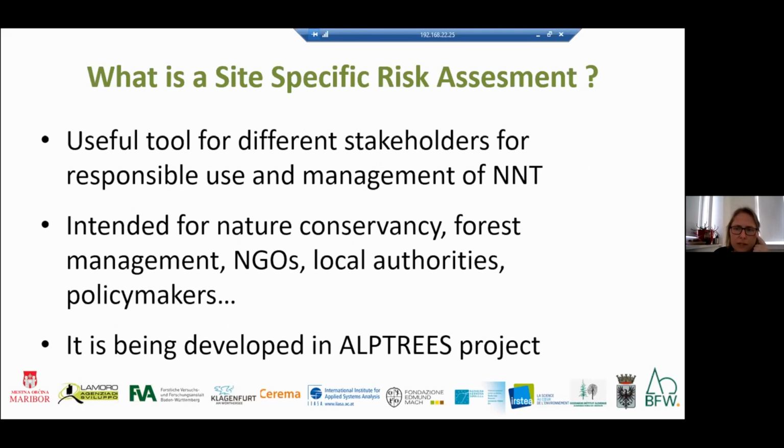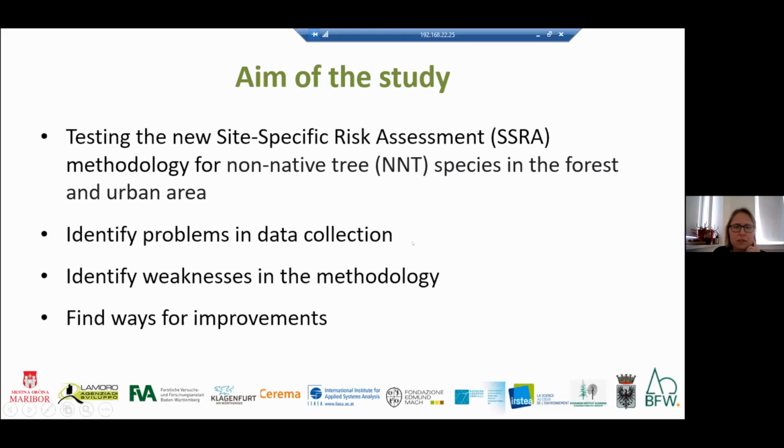What is a site-specific risk assessment? Anya explained it perfectly, so I will just stress here that it's a useful tool for different stakeholders for responsible use and management of non-native trees, and it is intended for nature conservation, forest management, NGOs, local authorities, and policymakers. Our aim was testing the new site-specific risk assessment methodology for non-native trees in forest and urban areas, and we focused on identifying problems in data collection and weaknesses in the methodology, and also finding ways for improvement.